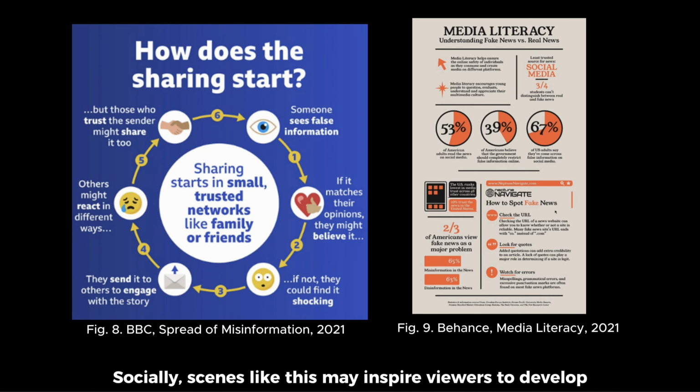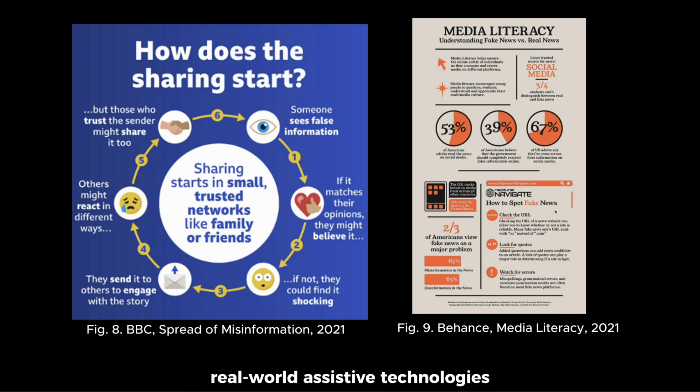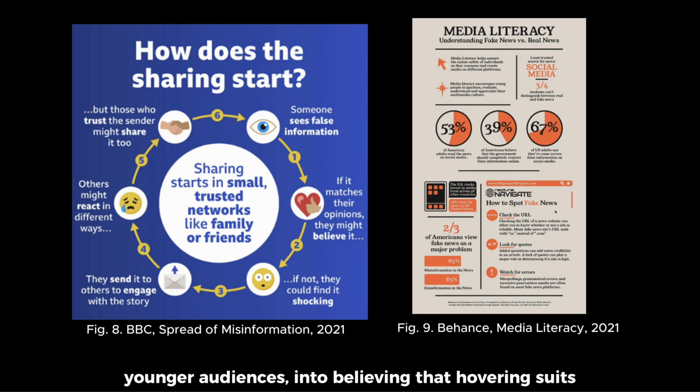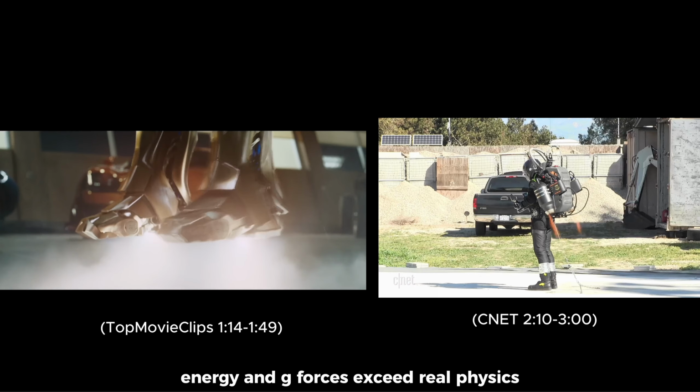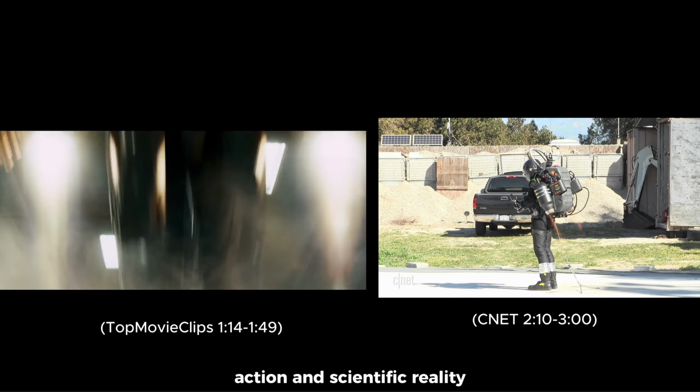Visually, scenes like this may inspire viewers to develop real-world assistive technologies. However, they can also mislead viewers, especially younger audiences, into believing that hovering suits, vertical launches, and high-speed exosuits are achievable, feeding misinformation about physics, safety limits, and human tolerance, and shaping unrealistic political expectations about military technology and government investment. These movements require thrust, energy, and g-forces that exceed real physics, showing the clear gap between movie action and scientific reality.